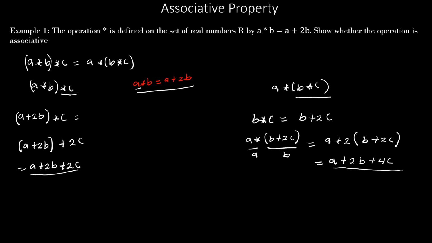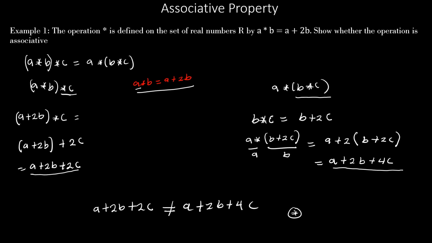If you relate these two answers, here we have A + 2B + 2C, and here we have A + 2B + 4C. You can see that they are not equal. So the operation asterisk is not associative under the set of real numbers.